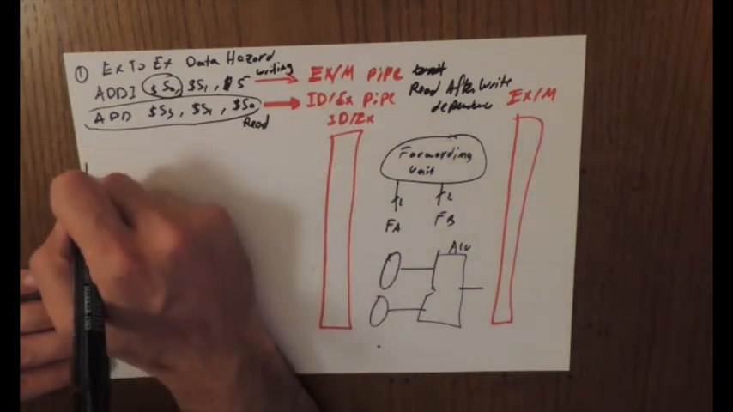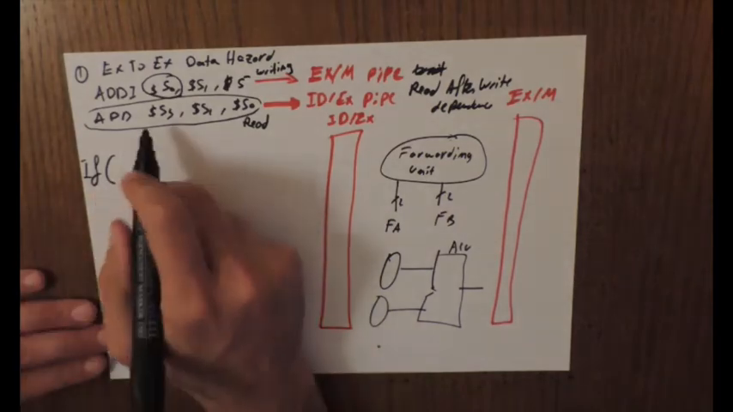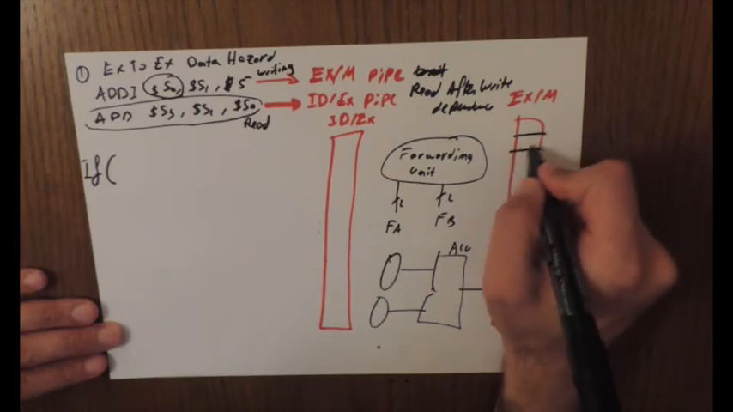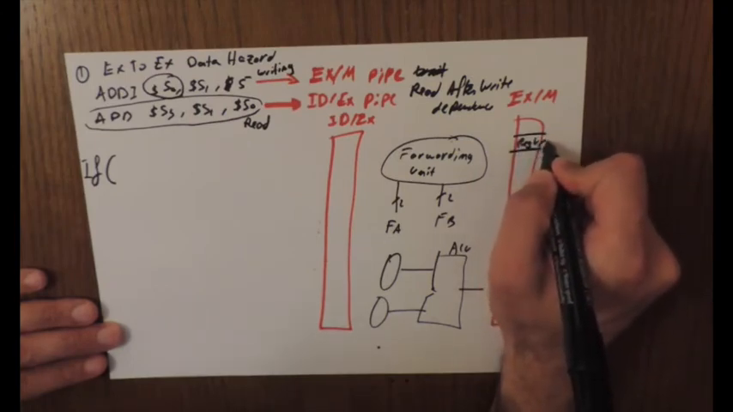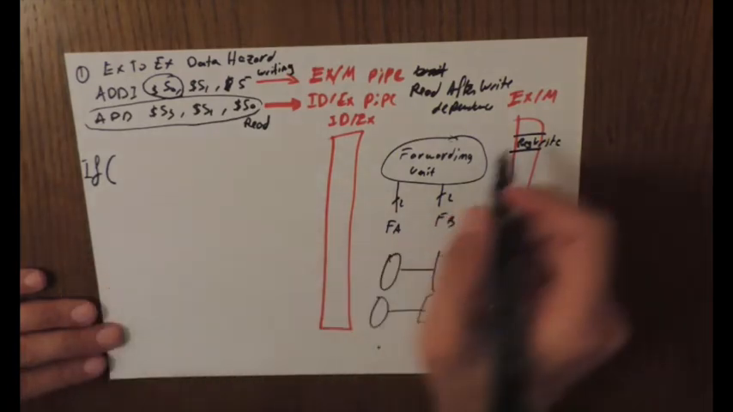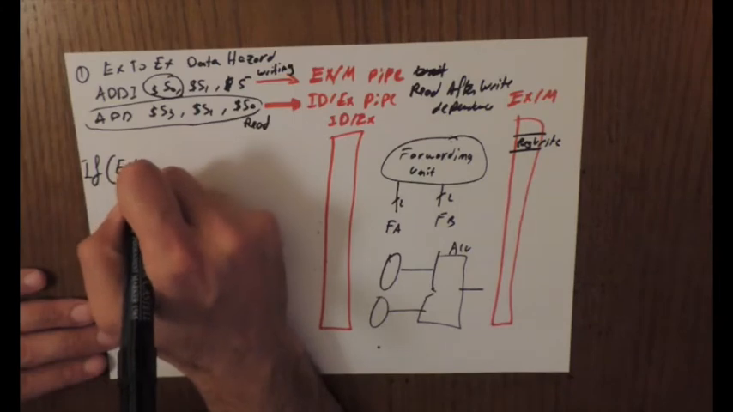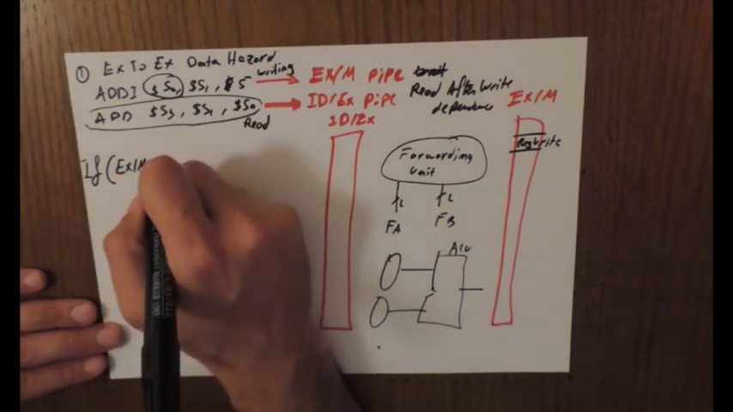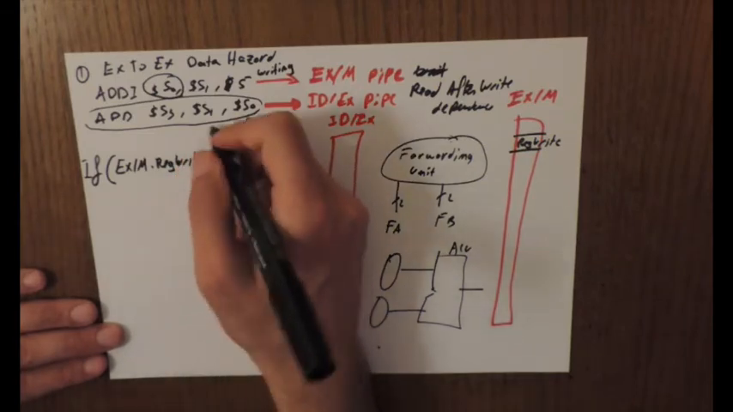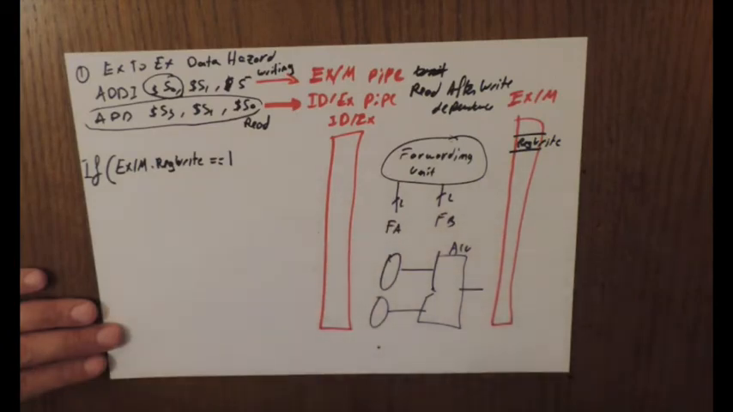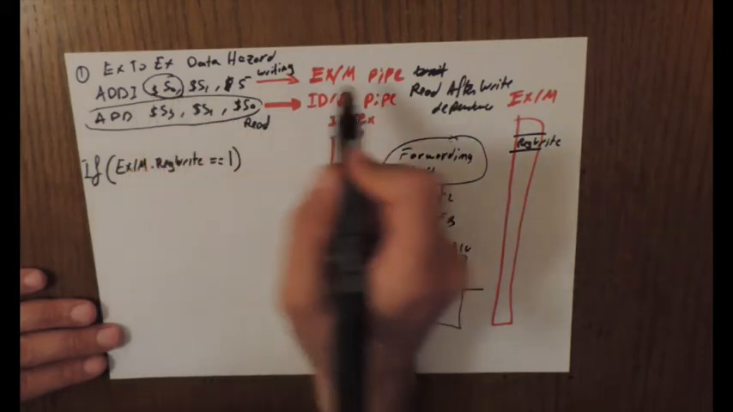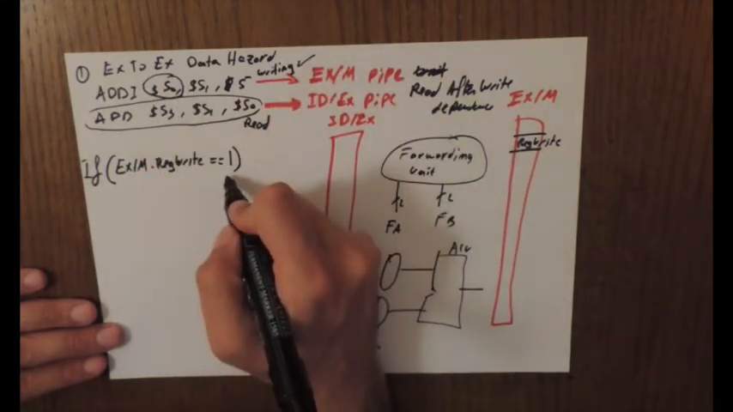So I'm going to say if. The values of this instruction are available here. The register write control line, which tells me that I have a write to the register file, is found here. So I say EX over memory dot RegWrite is equal to 1. This means that this instruction is a write. So I have this done with this instruction.